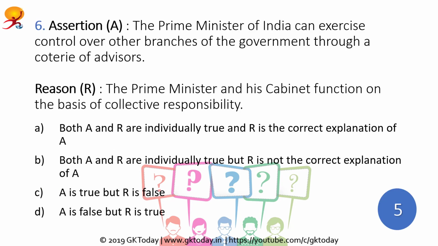Assertion is that the Prime Minister of India can exercise control over other branches of the government through a coterie of advisors. And the reason is that the Prime Minister and his cabinet function on the basis of collective responsibility. And your time starts now. And the correct answer is option D, that is, assertion is false, but the reason is actually a true fact. So the Prime Minister and his cabinet and his Council of Ministers are collectively responsible to the Parliament of India.